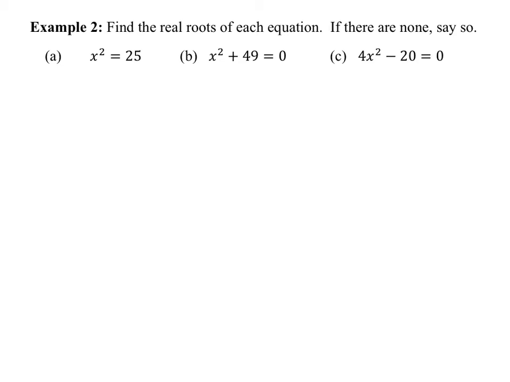So how about part A to start? Part A is the easier one. What do you got for part A? What would be your answers for this one? Ben, what do you got? Yeah. Take the square root of both sides. X is plus or minus 5. Agreed. How else could you have solved that one?